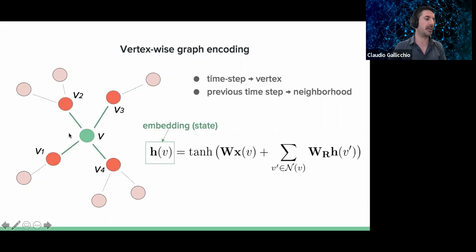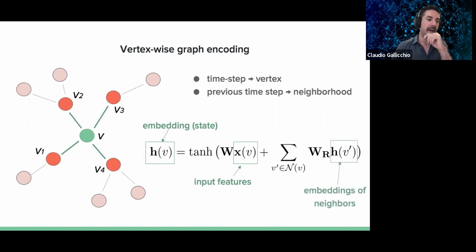a state for every vertex in the graph as a function of the input features that are, let's say, attached to that vertex. Like, for example, in a chemical application, the type of the vertex, the type of atom that is represented by that vertex, like a carbon or hydrogen or whatever. Okay. And a function also of the embeddings, so the state of the neighbors. Okay, so the equation is very similar to the one of recurrent neural networks, but now we have generalized to consider the neighbors of the vertex instead of the state of the previous time step. Okay.